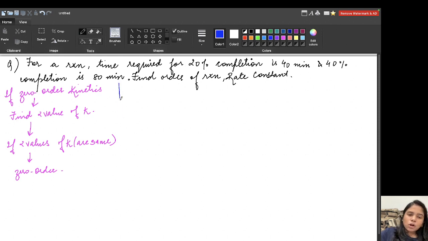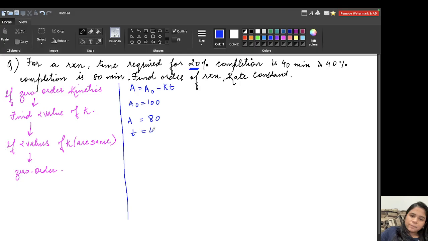Okay, now for zero order reaction, we know the formula. A is equal to A naught minus Kt. What are they telling? 20% completion. 20% completion means, let us assume your A naught is 100, your A is then 80, and time is 40. Let us substitute this in the formula and see what K is coming as. A equals A naught minus K into t. Kt equals 100 minus 80, which is 20. K equals 20 divided by 40, which is equal to half or 0.5.